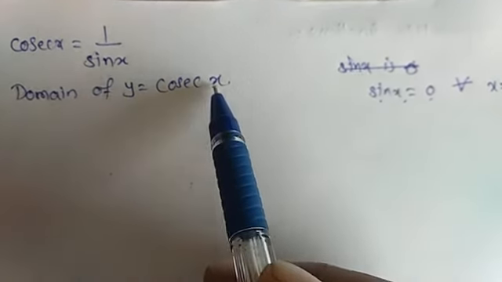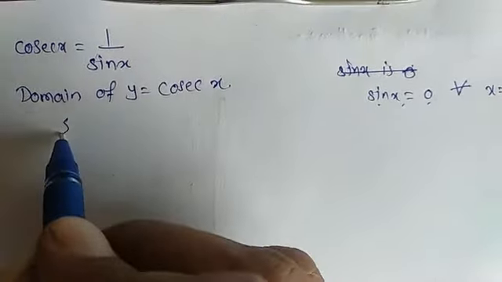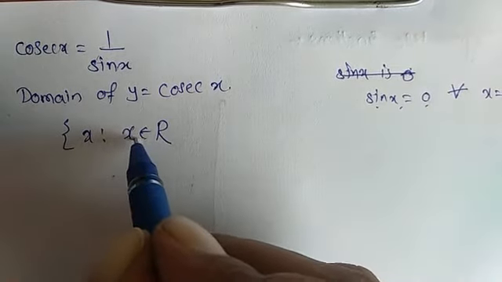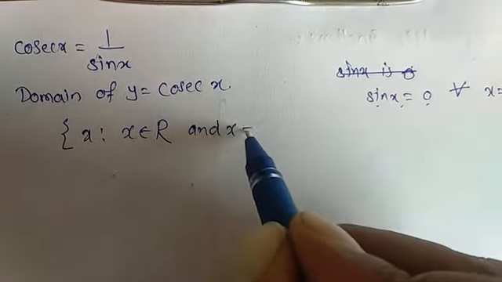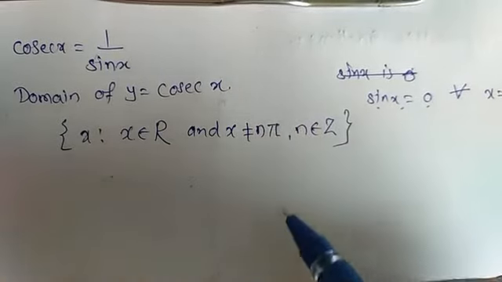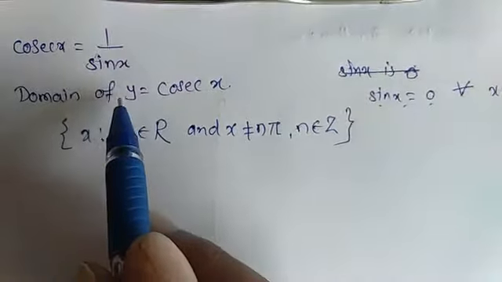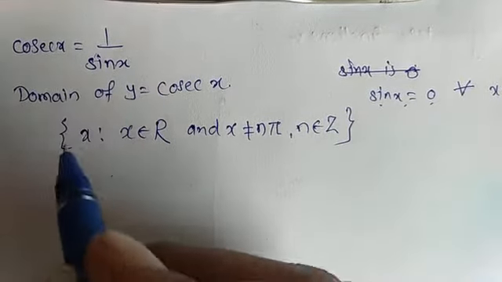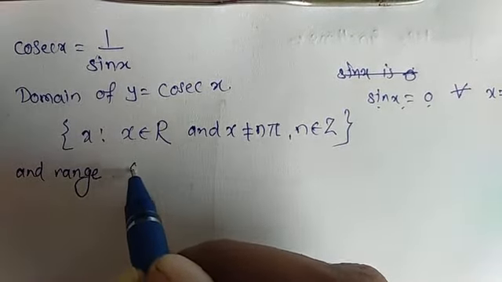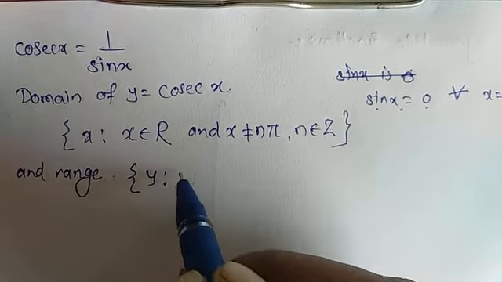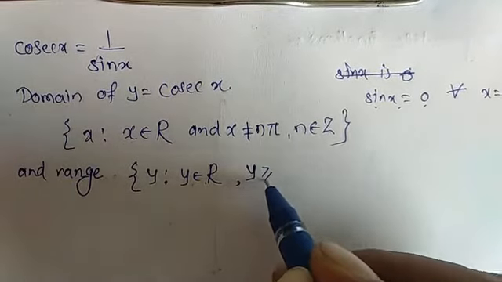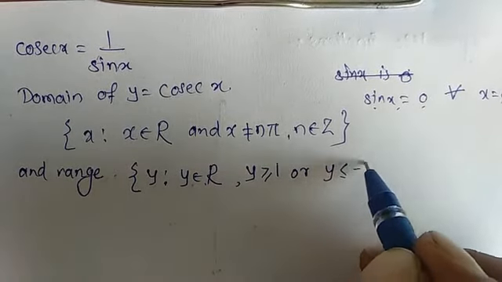So our domain of y equals cosec x is the set of x such that x belongs to R and x not equal to n pi, for n belongs to Z. This is our domain of y equals cosec x, and the range is the set of y such that y belongs to R, y greater than or equal to 1 or y less than or equal to -1.